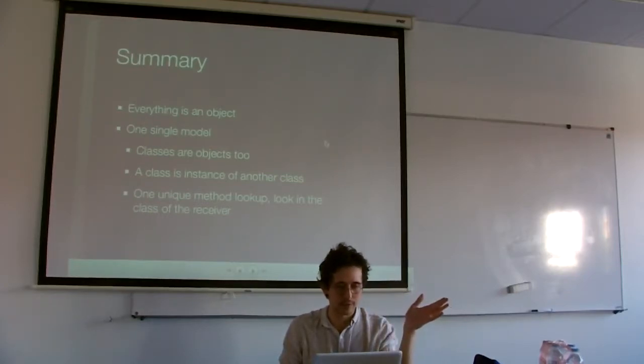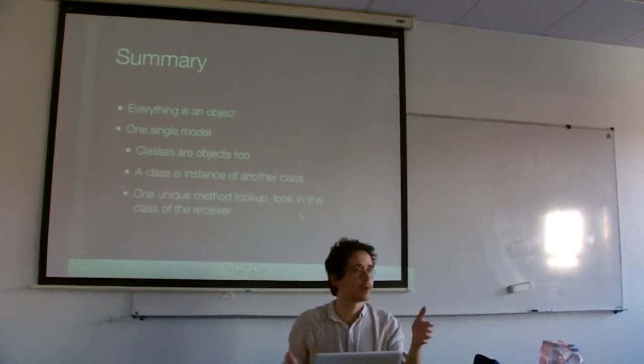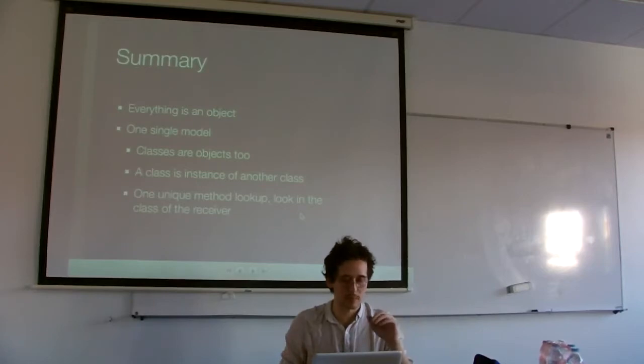Okay, so summary. Everything is an object, one single model. A class is an object too. The class is an instance of another class, called a metaclass. There is one unique method lookup, so it doesn't matter if you talk to a base object or to a class object, it's just the same lookup.